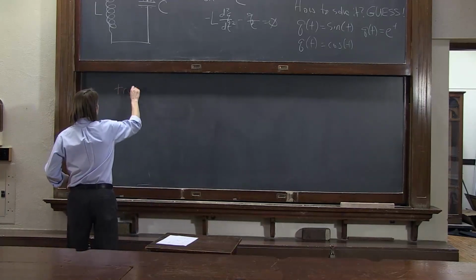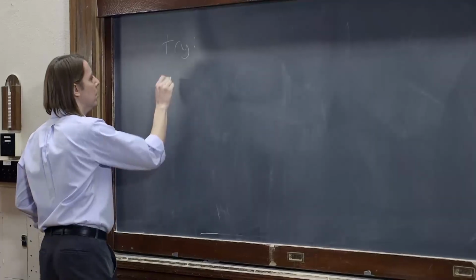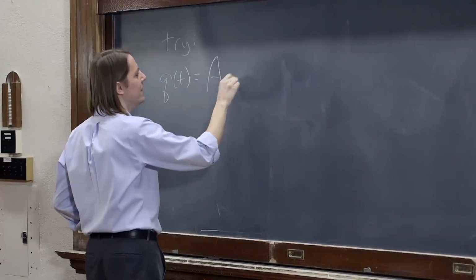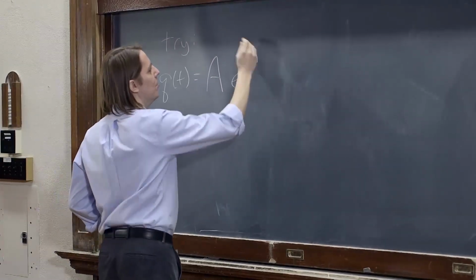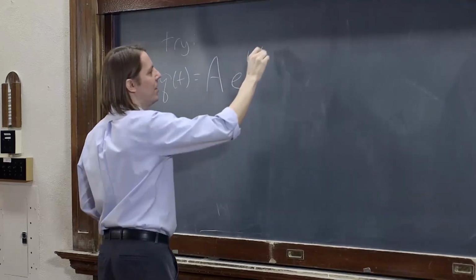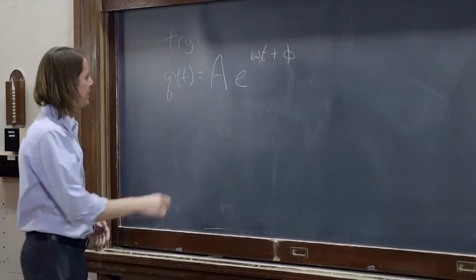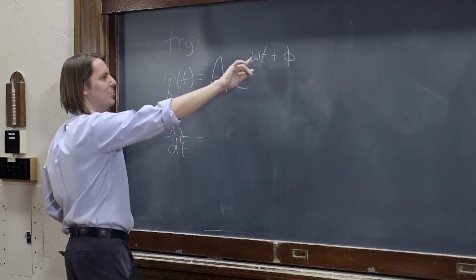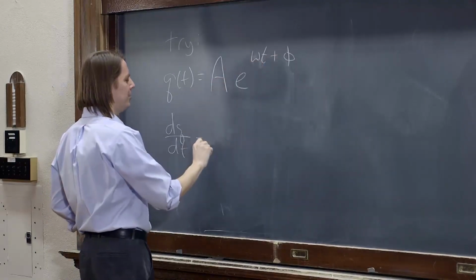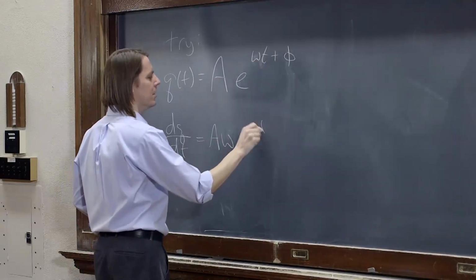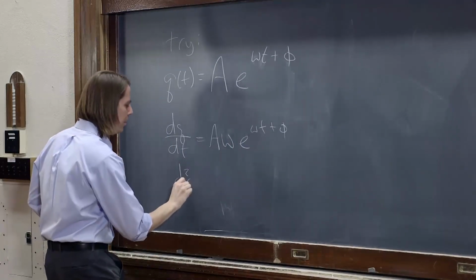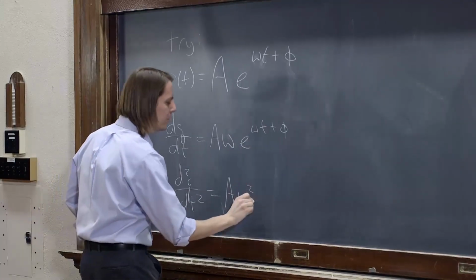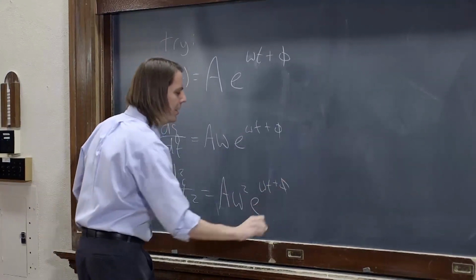Let's try the exponential. q of t, and we'll make it general. Like the sinusoids, we'll put an A in front of it: A e to the (omega t plus phi). Let's just stick that in there, because for dq/dt, the exponent just stays the same, but you pull down the derivative of this with respect to time, so it's A omega e to the (omega t plus phi). And the second derivative, you pull down another omega: A omega squared e to the (omega t plus phi).